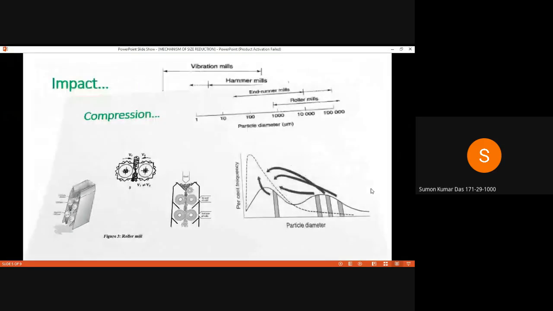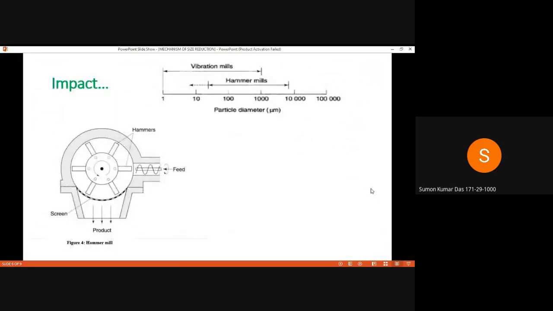And the third one is impact. Hammer mill, the main equipment. When the particles enter this device, the hammers rotate at very high speed and break the particles. Finally, we get our desirable size. The main advantage is that we can control the rotation of this device and thereby control the size of our particles.